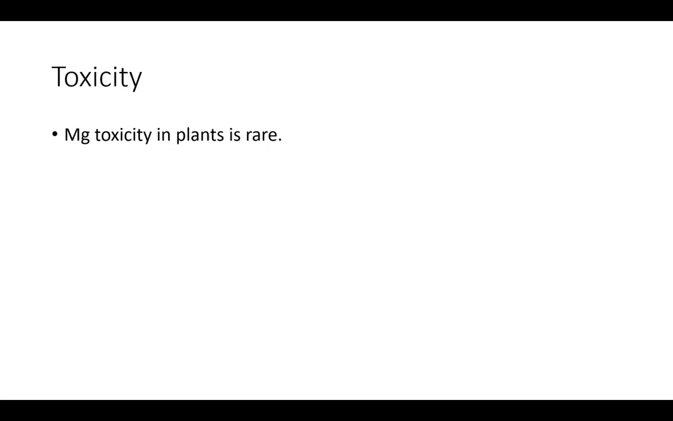Toxicity. Magnesium toxicity in plants is rare. However, toxicity does not occur if your calcium to magnesium ratio is 1 or higher. If you've got more calcium than magnesium, you're not going to get toxicity. The question always is, since magnesium depresses potassium, if you've got too much magnesium in the plant, is it a magnesium toxicity or is it a potassium deficiency?